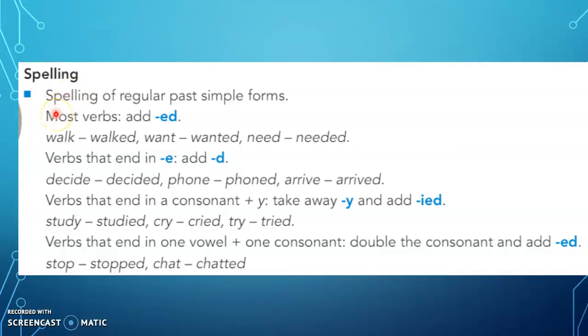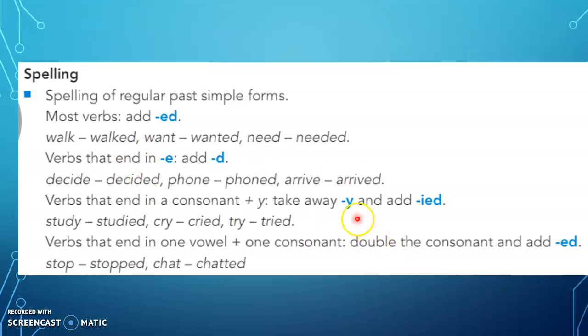So how do I make the past tense form of regular verbs? To most verbs, I'm going to add ed. For example, walk, walked; want, wanted; need, needed. If the verb already ends in an e, like decide or phone or arrive, I just add the d. Decide, decided with an extra d. Phone, phoned with an extra d. Arrive, arrived with an extra d.